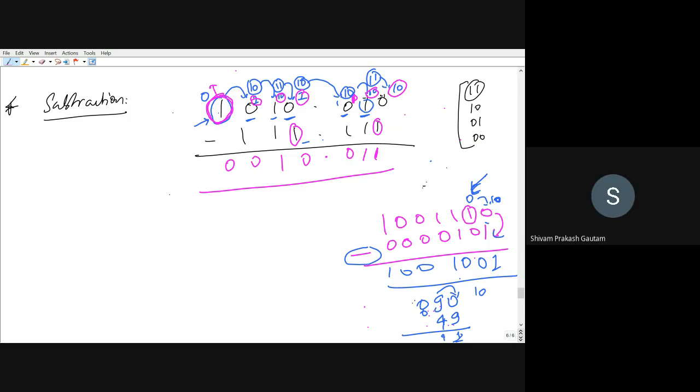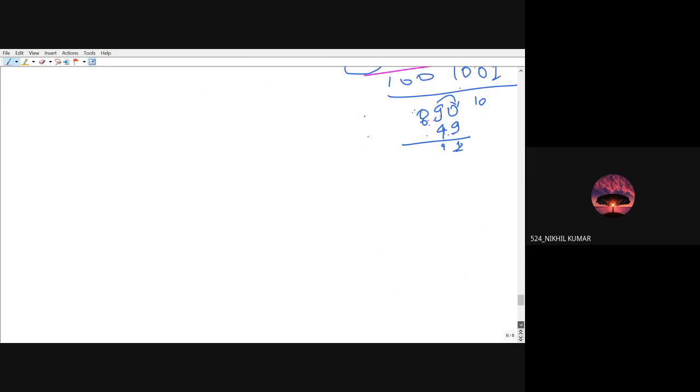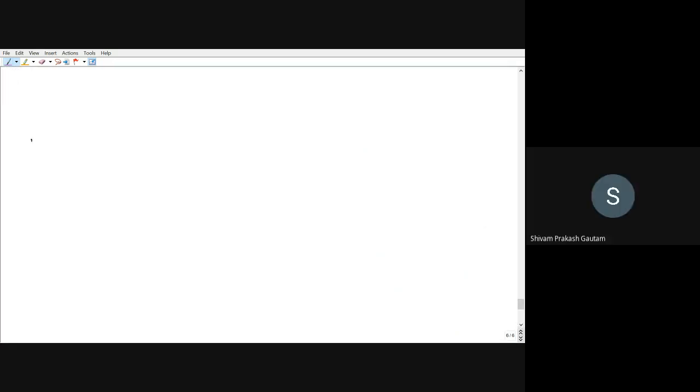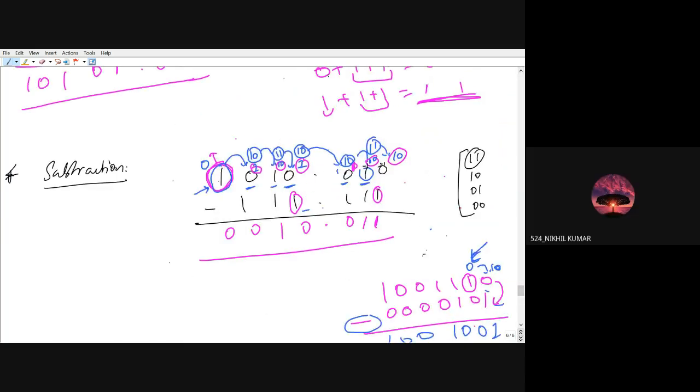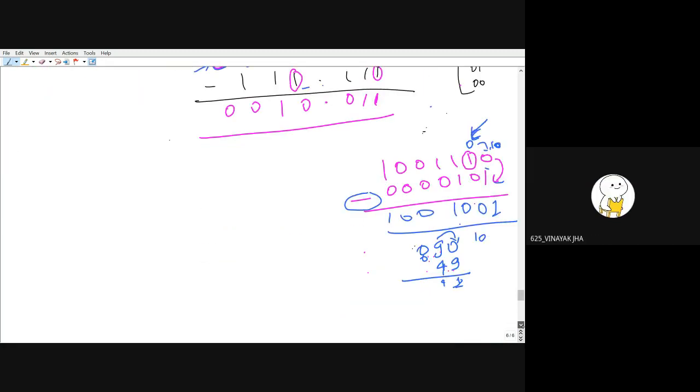Excuse me, sir. Yes, please. Sir, can you increase the pointer size? Because you are pointing at things and the location automatically changes, and we are getting confused. The text size is okay, sir, but the pointer, your cursor, is not visible to us. You are pointing at things and saying here and here, and directly you are writing. It's okay.